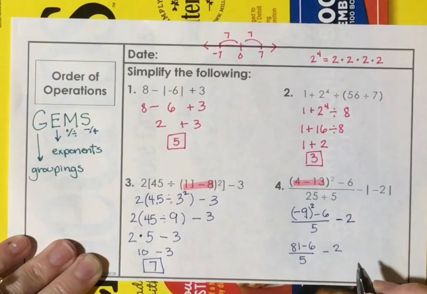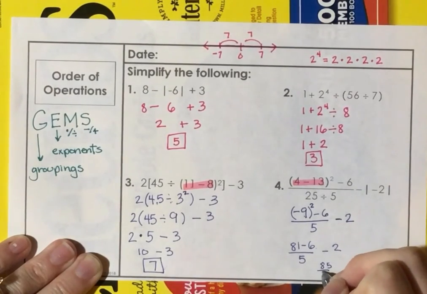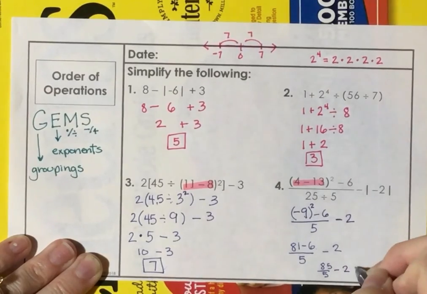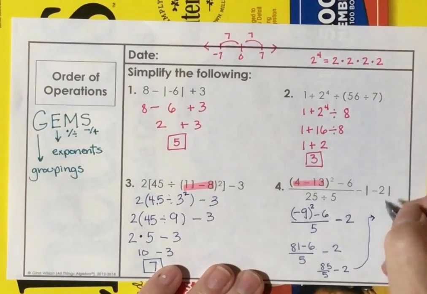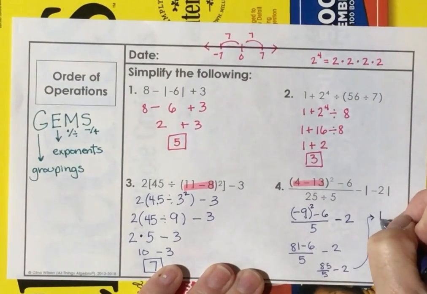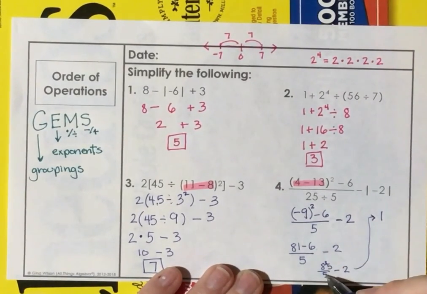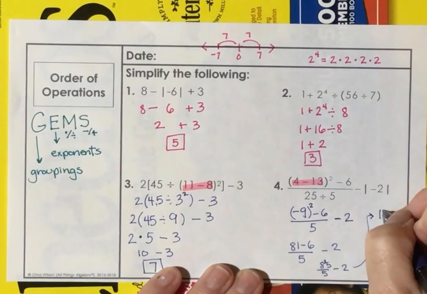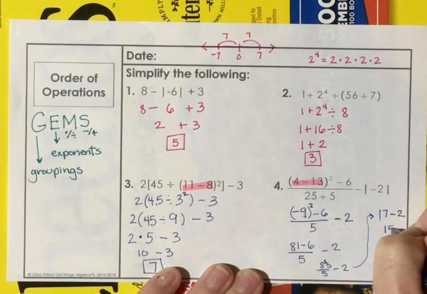And 81 minus 6 is 75 over 5 minus 2. I wrote kind of big, so I'll finish it up here. So 75 divided by 5. 5 goes into 7 one time. And we have 2 left over, so that's 15. So 75 divided by 5 is 15, over 5 minus 2 is 3. There you go.